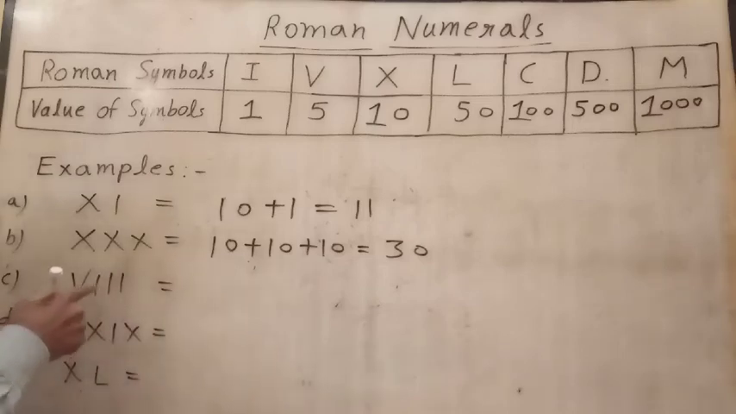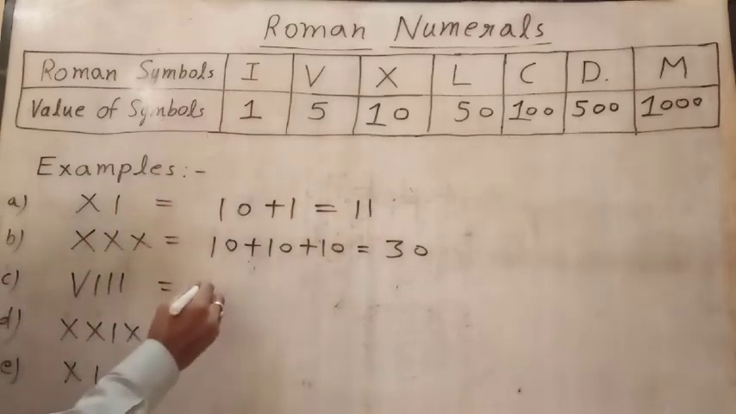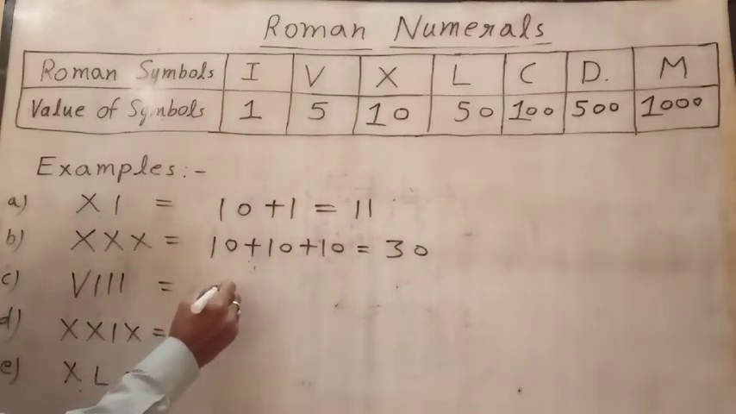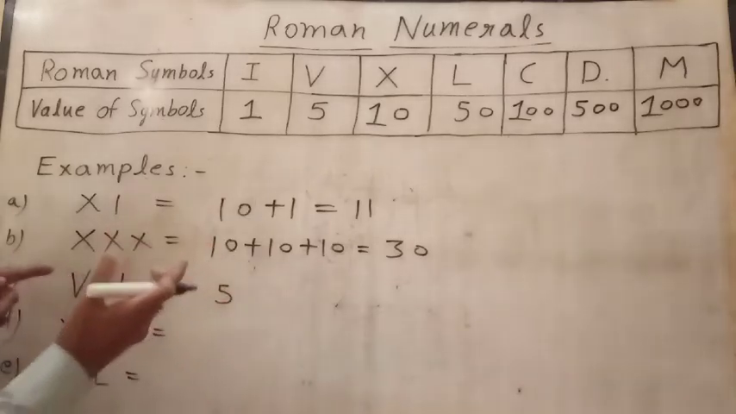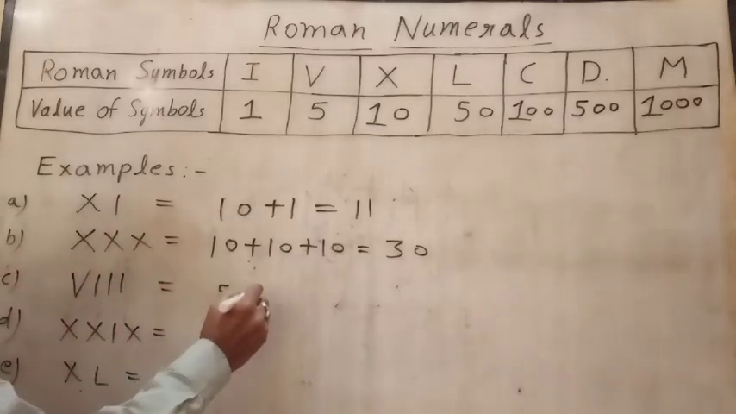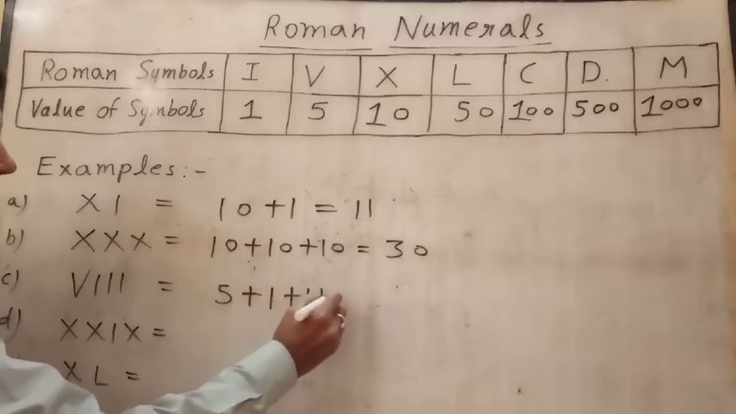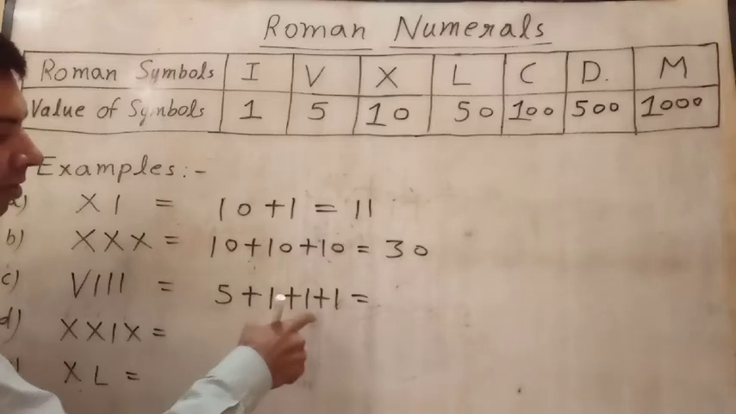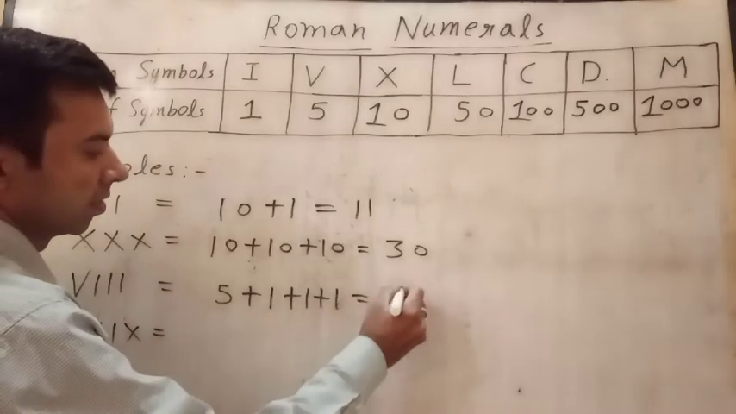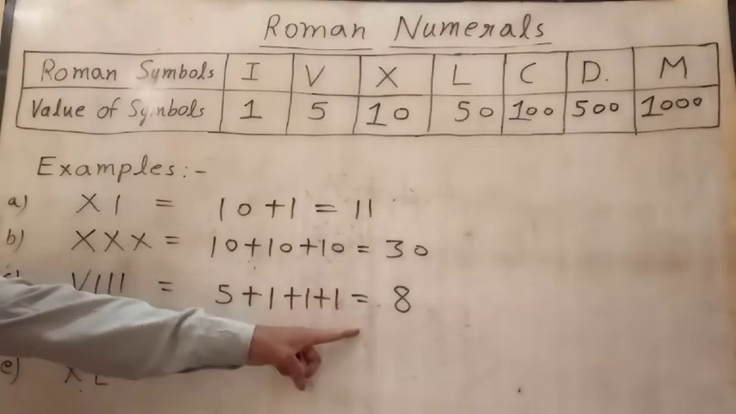What is the value of V? Value of V is 5. Value of I is 1. Clear? 5, and I is written to the right side of the V. So 5 plus 1 plus 1 plus 1: 5, 6, 7, 8. Value of VIII is 8. Clear?